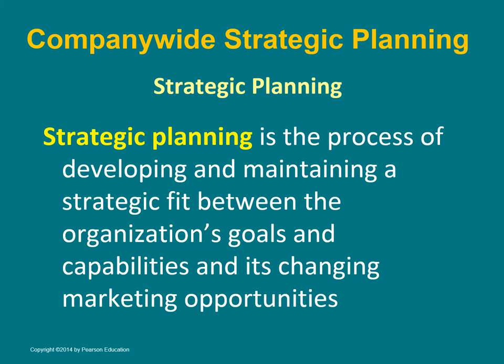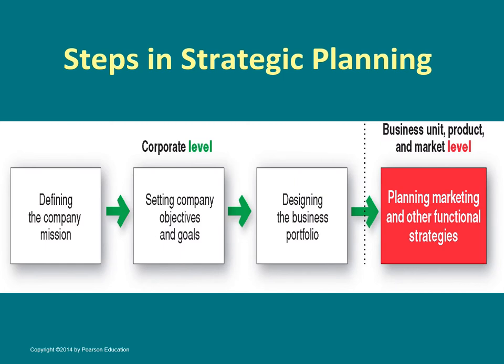Steps in strategic planning. Step one, defining the company mission. Step two, setting company objectives and goals. Step three, designing the business portfolio, and finally, planning marketing and other functional strategies.